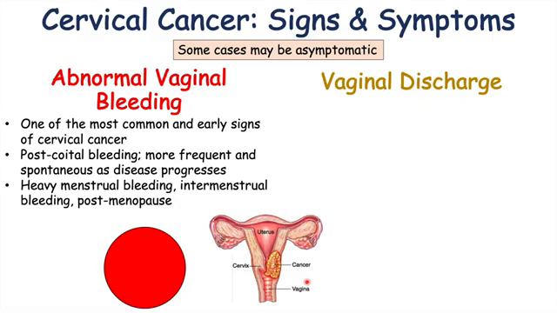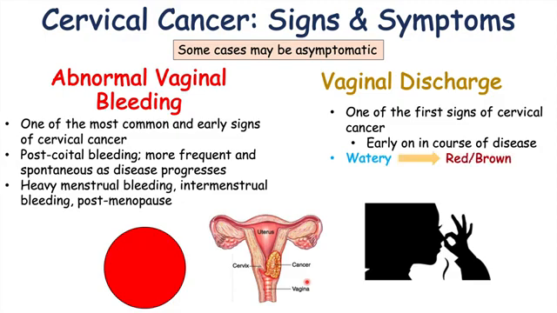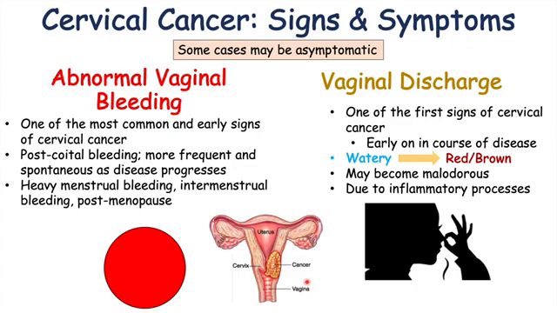Another important finding in cervical cancer is vaginal discharge. So vaginal discharge is, again, one of the first signs of cervical cancer. It's often, again, going to be found early on in the disease course. What will be noted is that the vaginal discharge will often start out as watery discharge and then will later on become more red to brown in coloration. It can also become malodorous, meaning that it can smell or have a funny smell to it. And it's due to the inflammatory process that is going on within the cervix due to the growing cancer.